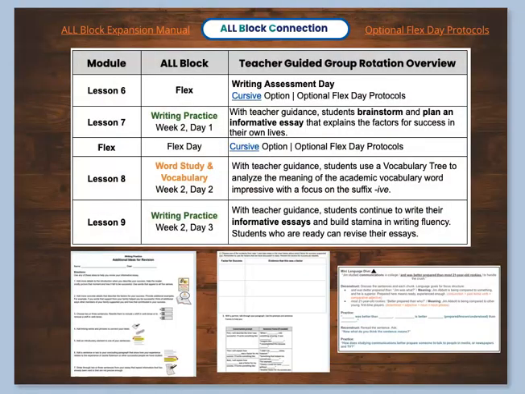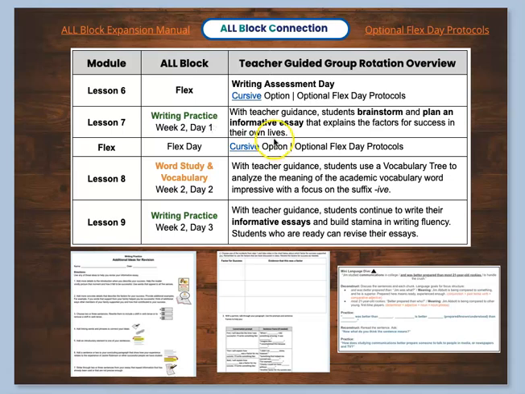For all block, because Lessons 6 and 7 is so heavy with that writing assessment, we went ahead and gave a flex day there because we know that's going to take time. But we still have to keep teaching. So in Lesson 7, with teacher guidance, we brainstorm and plan your own informative essays.